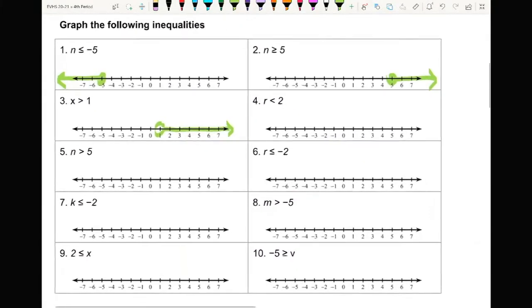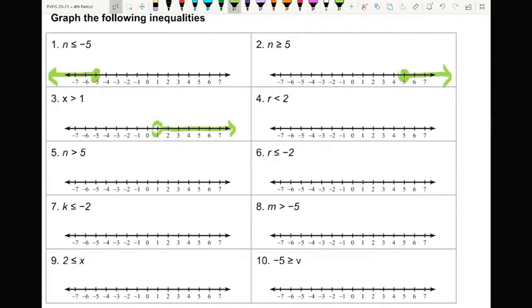Okay. r is less than 2, open or closed? Open. And we go left. n is greater than 5, open or closed? Open, and greater than goes right.